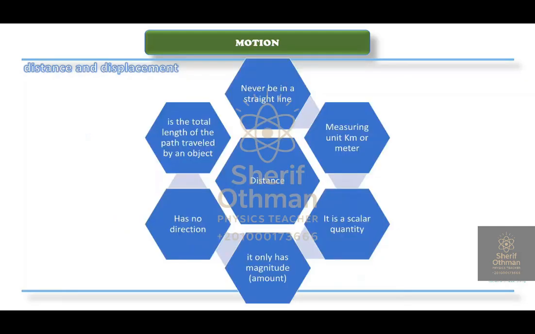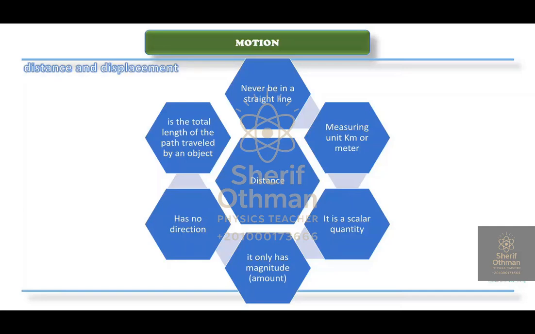Distance, guys, never be in a straight line. It's a scalar quantity. It has only magnitude, as we said before. The scalar quantity is defined by magnitude only, defined by the value, the number only. It has no direction, as it is a scalar physical quantity, and is defined as the total length of the path moved or traveled by an object.